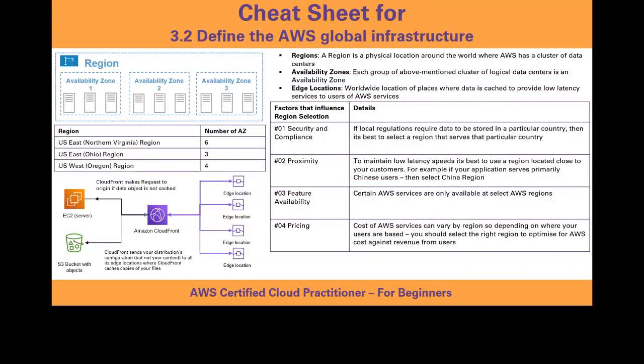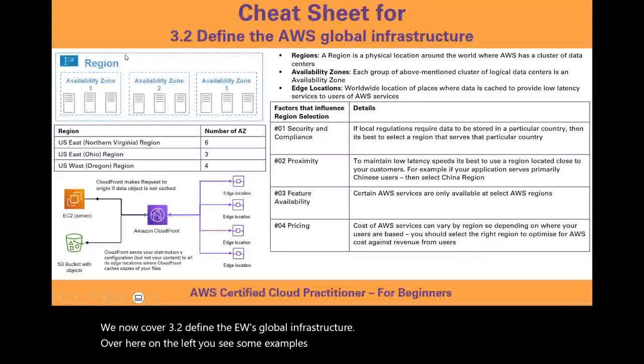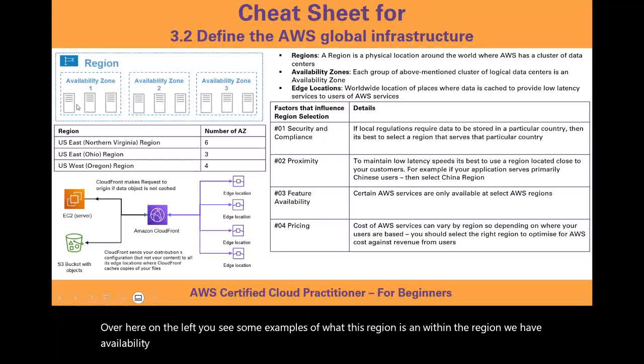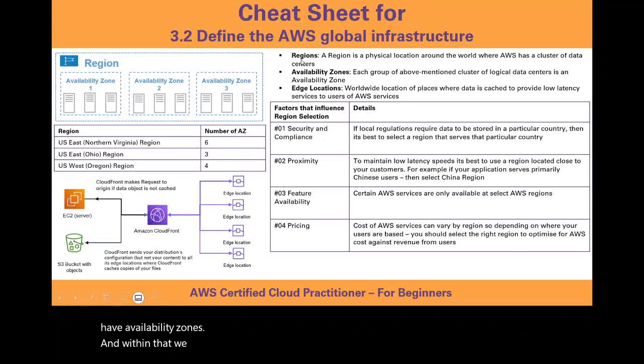We now cover 3.2, define the AWS global infrastructure. Over here on the left, you see some examples of what an AWS region is. And within the AWS region, we have availability zones. And within that, we have data centers. Let's understand the definitions of these terminologies.